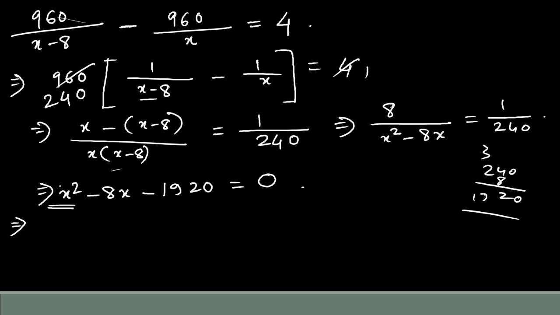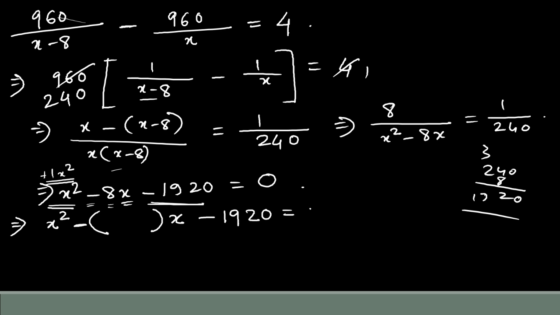X square has a coefficient of 1, this is basically plus 1 x square, right? So you will just similarly write it as x square. Now here is a minus sign, keep the minus sign here. Instead of the 8, just put a bracket here. Then there is an x, just write x here. Then there is minus 1920, just write minus 1920 equals 0.